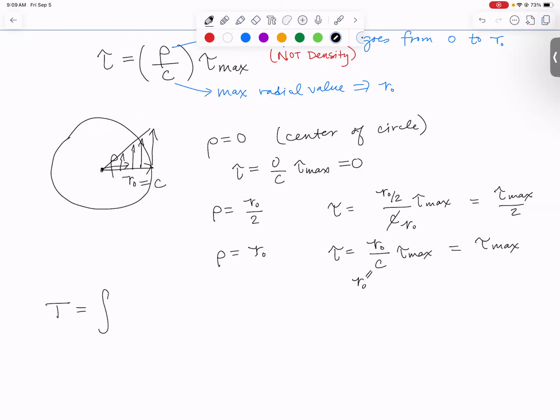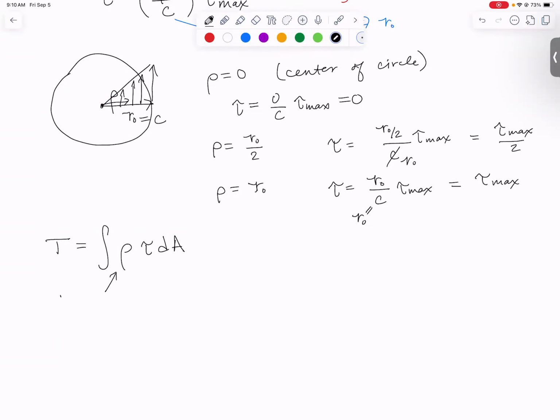Torque is a moment. You get a moment by taking force times distance. So if I'm adding up a little stress times a little area it acts over, I need to multiply it by its distance from the middle, well, that's its radial position, which is rho. The magnitude of the force is going to be the stress times dA. So rho is the distance of that point from the center, and this is the force acting on the little area.